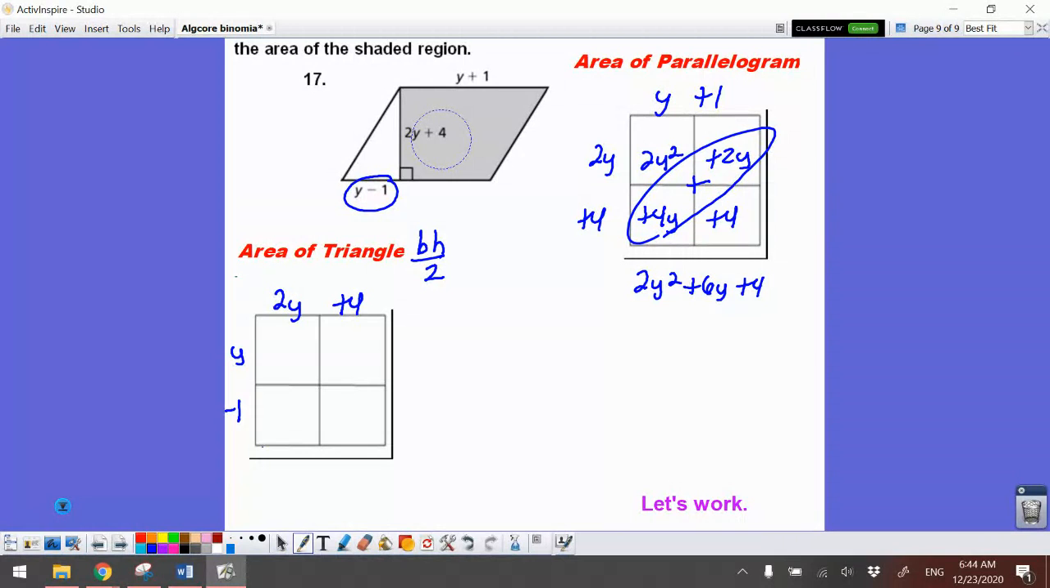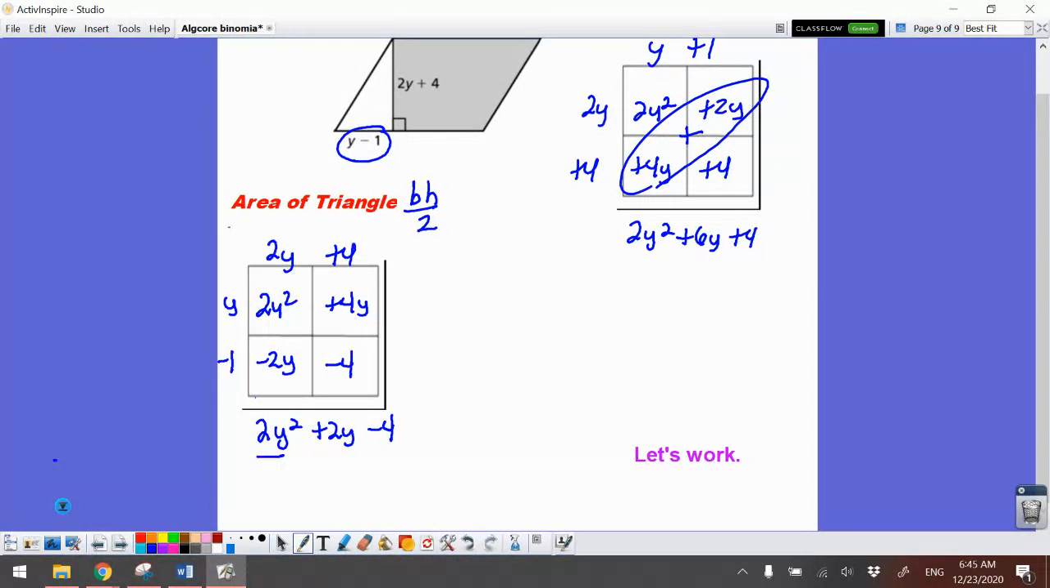Okay, and then I'm going to have to do some subtracting because I'm looking for the area of the shaded region. So 2y squared, a positive 4y, a negative 2y, and a negative 4 gives me 2y squared plus 2y minus 4. Okay, so how am I going to divide this by 2? Well, it's pretty easy. I'm just going to take these and divide them all by 2. So 2 divided by 2 is 1. 2 divided by 2 is 1 again. So I have 1, a 1, and negative 4 divided by 2 is negative 2. So this is the area of the triangle.